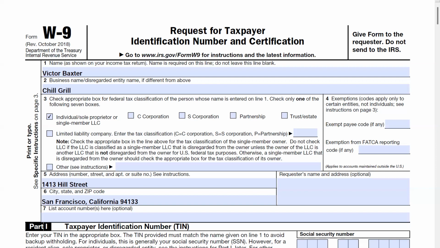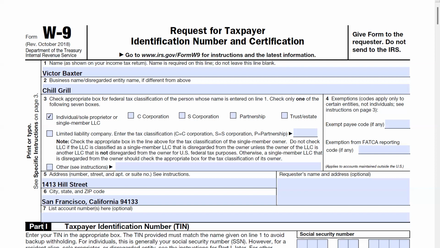IRS uses this to track the income of self-employed individuals. All right. So, if you work for an employer, they have the W-4 that tells them how much to withhold, and then they report to you and the IRS everything that you earned on your W-2. Works the same way, except usually this business is not going to withhold taxes for you because you are a business owner, you're self-employed. So let's get into this.